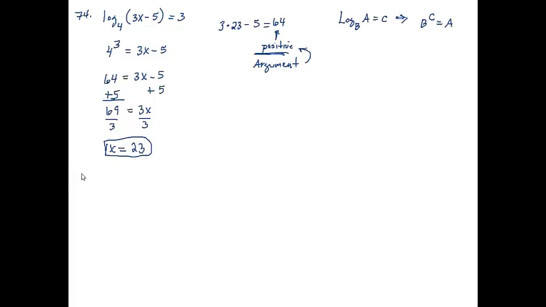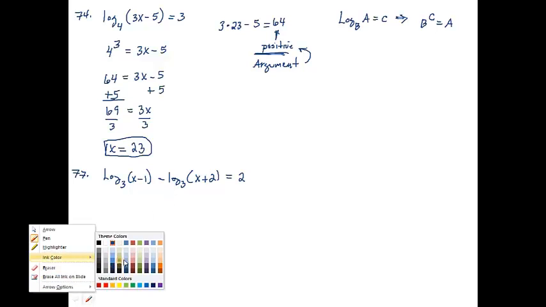Alright, number 77. What do we have going on here? Log base 3 of x minus 1 minus log base 3 of x plus 2 equals 2. Wow. So we're solving for x. We have x inside our arguments. There's 2 of them, right? So our goal is to go from 2 logs to 1 log. So we must condense this. So now let me change the color. I want to condense this.